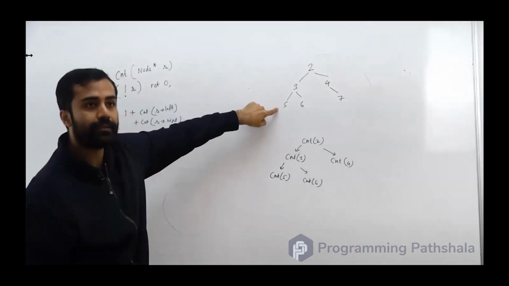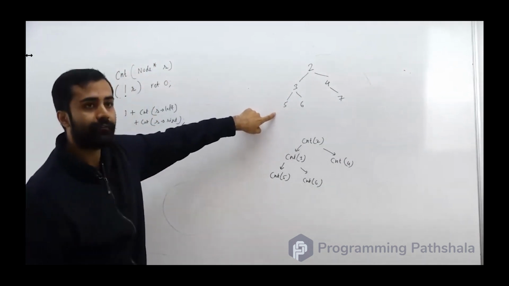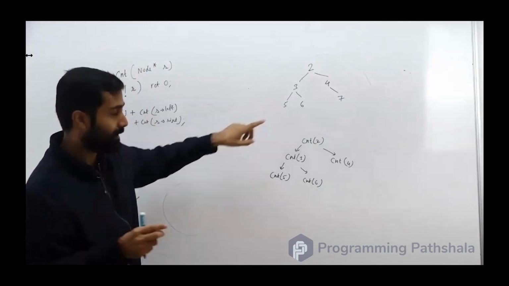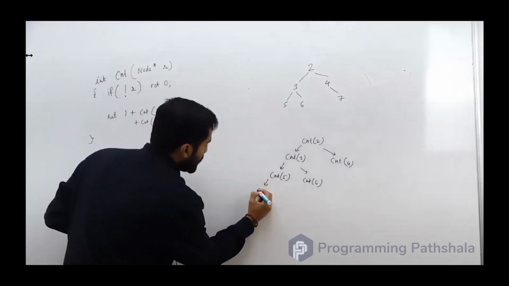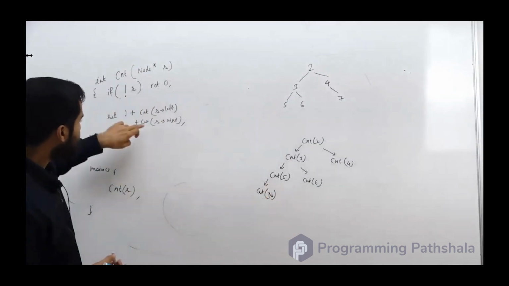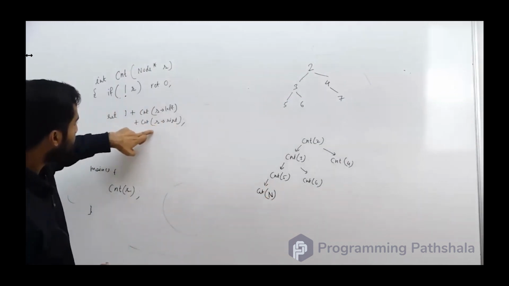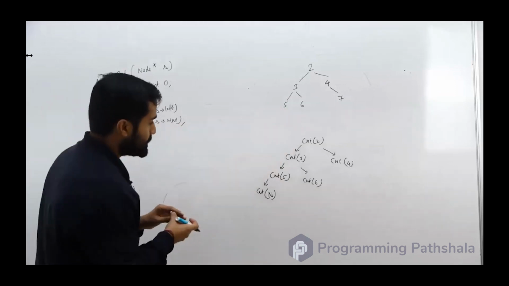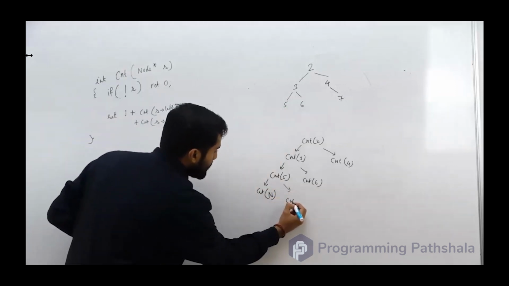What is 5 left? What do you see in 5 left? It's null, right? So you will call count of null, correct? And after that, you would call count of 5 right. 5 right is also null. So you will call null here.